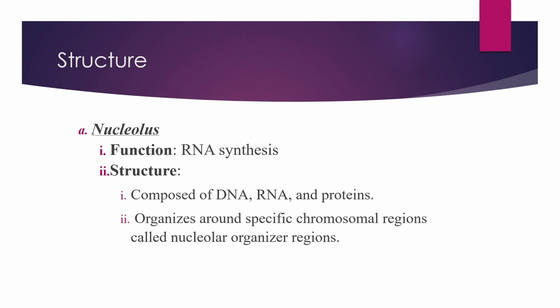Then you have the nucleolus. The nucleolus is the site of ribosomal RNA synthesis and ribosome assembly. So this is where the protein aspect of it starts to come in. It's a dense spherical structure within the nucleus that is composed of DNA, RNA, and proteins. The nucleolus organizes around specific chromosomal regions called nucleolar organizer regions.